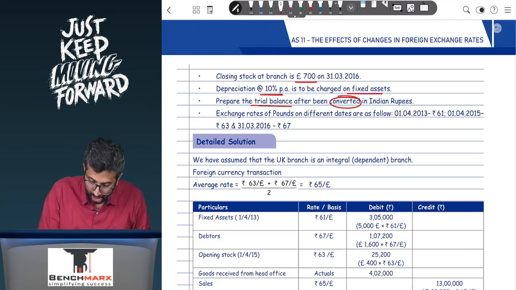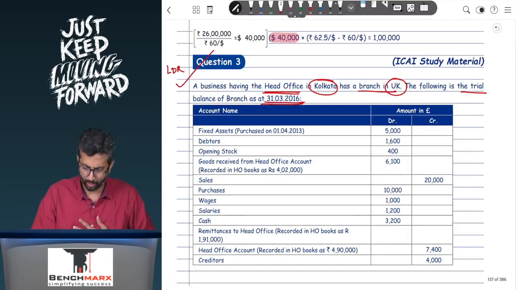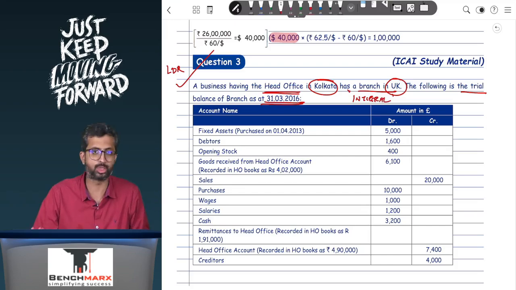Okay. Exchange rates in pounds on different dates are: on 1st April 13 it is 61, on 1st April 15 it is 63, and on 31st March 16 it is 67. So these are 3 rates given to you. The question unfortunately does not tell you whether it is an integral branch or a non-integral branch. We will assume that this is an integral branch if nothing is given, in line with the institute solutions.